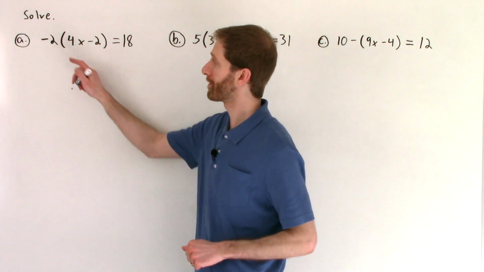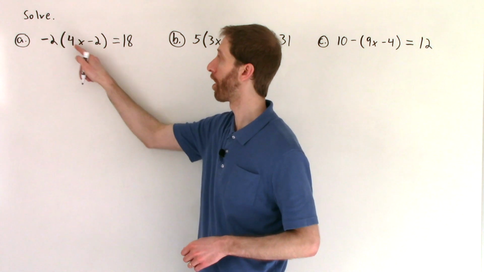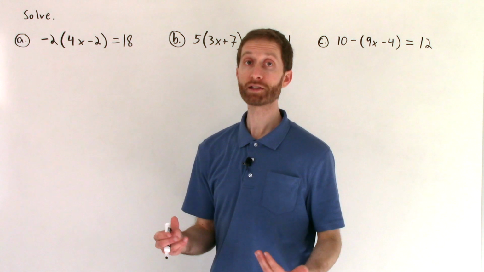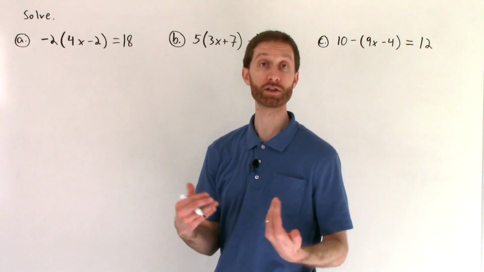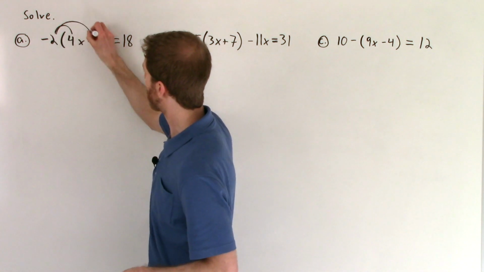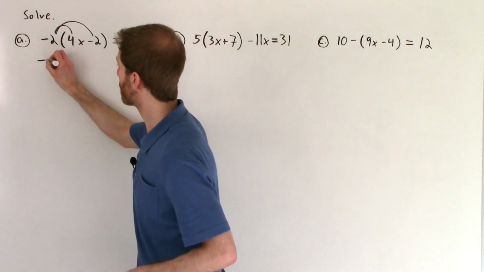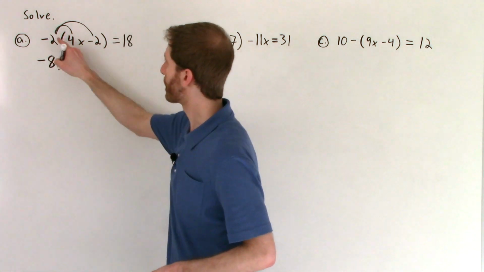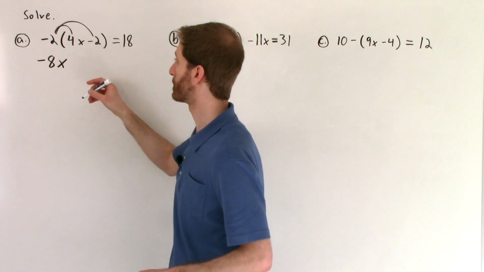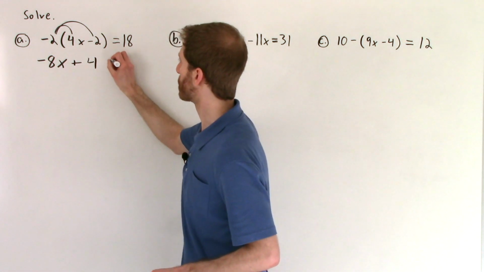So in this first problem, you're given -2 times the quantity of 4x minus 2, quantity being all of this stuff, is equal to 18. How do we undo this? Well, first we need to simplify by using the distributive property. The distributive property says we can multiply -2 by each of those terms, and that's going to be -2 times 4 is -8x, and then -2 times a -2, or minus a -2, is going to be plus 4. And then that is equal to 18.